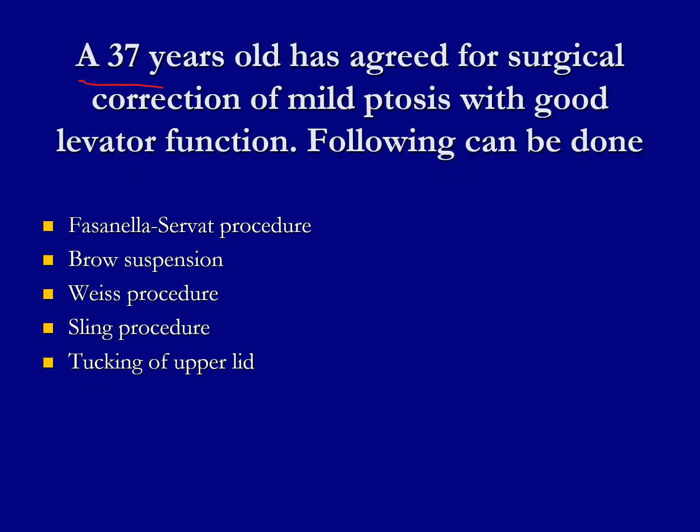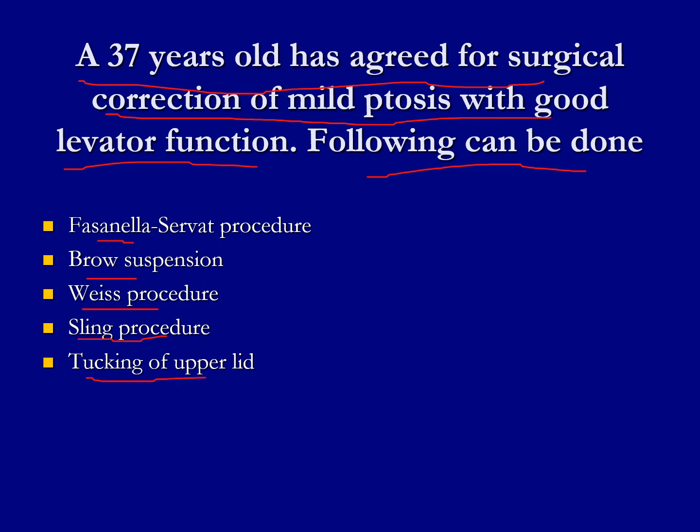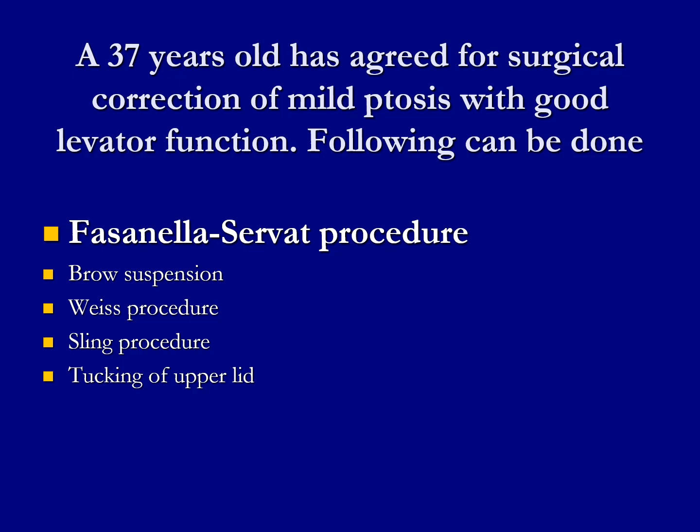A 37-year-old has agreed for a surgical correction of mild ptosis with good levator function. Following can be done: Fasanella-Servat, brow suspension, Weiss procedure, sling procedure, tucking of the upper lid. Tucking of the upper lid was not mentioned anywhere. Sling is for poor levator function. Weiss is not for ptosis. Brow suspension is for poor levator function. So we are left with the choice Fasanella-Servat, and that would be the answer.